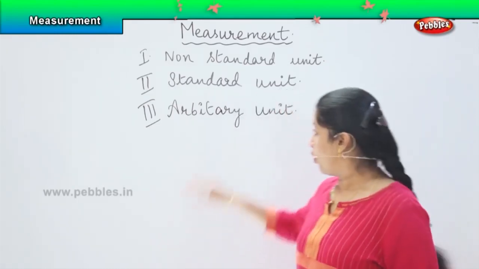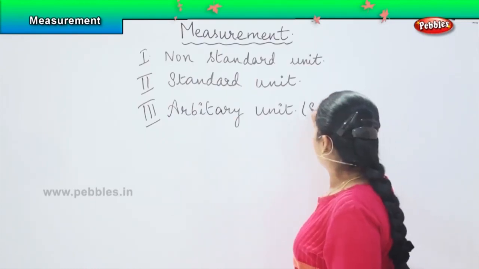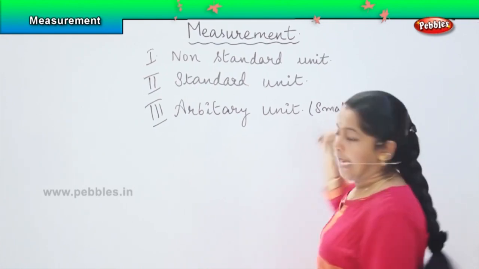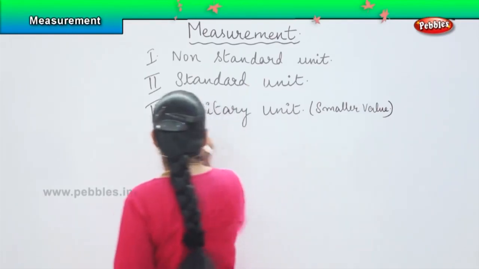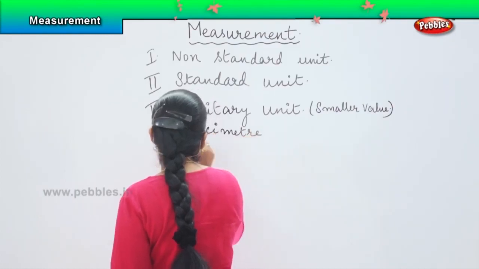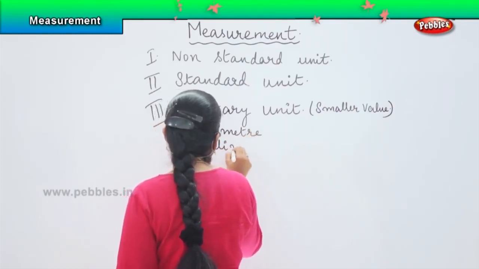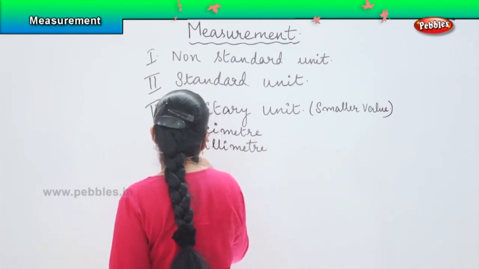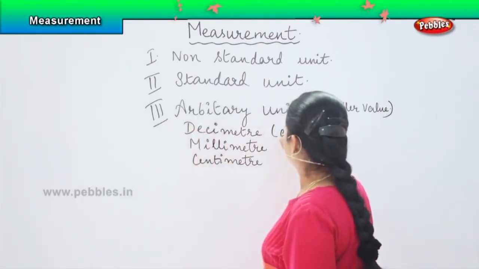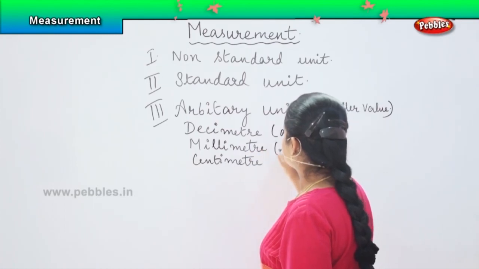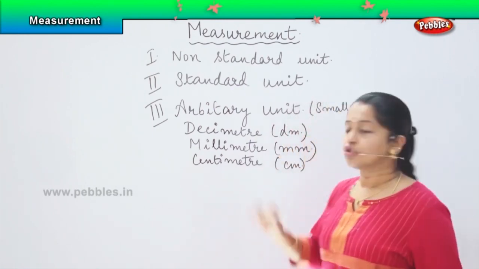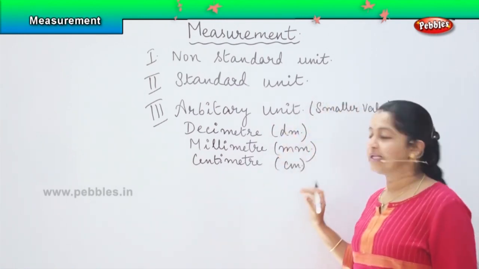Arbitrary units are something which we use to measure a smaller value. And here, what are the basic units you use? Here you use decimeter, millimeter, and centimeter. Decimeter is written as dm, millimeter is written as mm, and centimeter is written as cm. So, these units are used when we have to measure the length of smaller things.